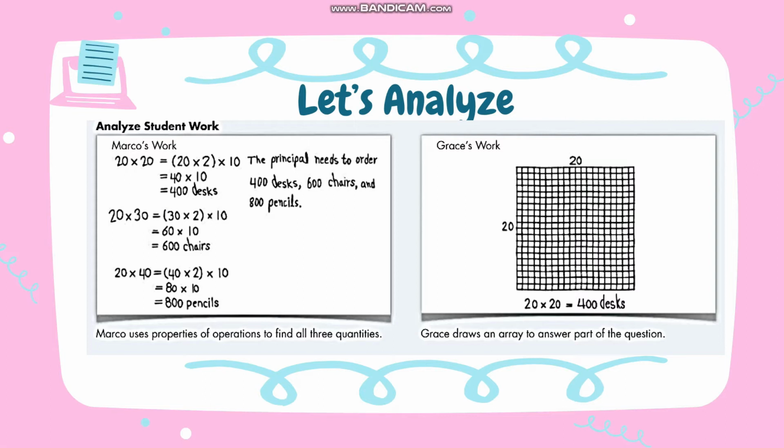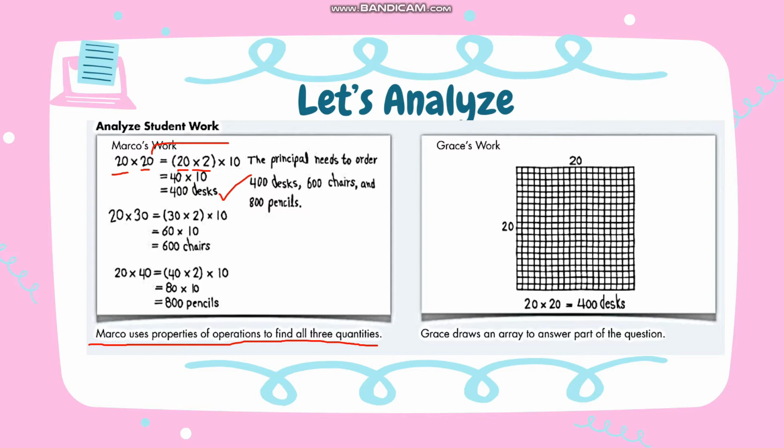As you can see in Marco's work, Marco used the properties of operations to find the three quantities. So 20 classrooms multiplied by 20 desks: 20 multiplied by 2 multiplied by 10. He breaks 20 into 2 times 10. So 20 multiplied by 2 is 40. Then 40 multiplied by 10, so there are 400 desks.